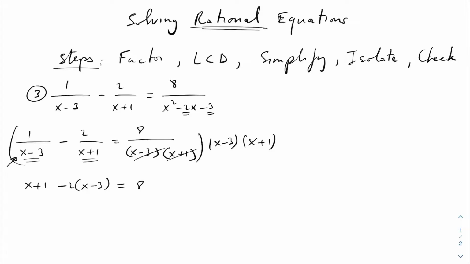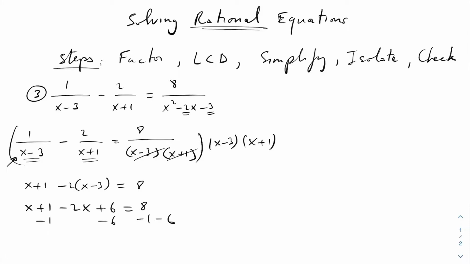And so now we can go ahead and simplify it a little bit more. So we're going to have x plus 1 minus 2x plus 6 equals 8, right? So let's go ahead and subtract 1 on both sides and also subtract 6 on both sides.